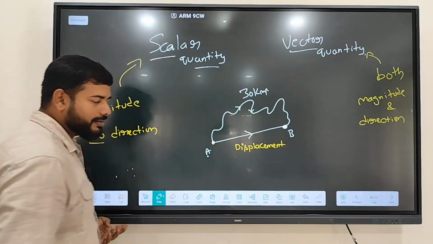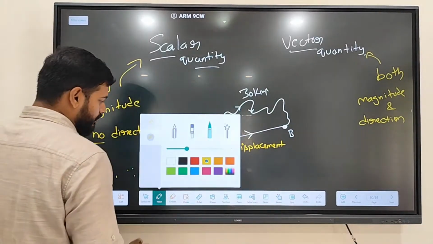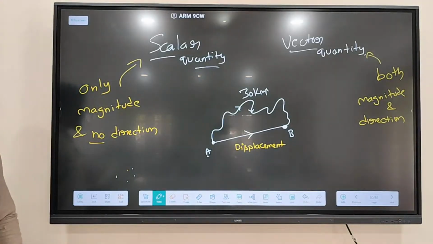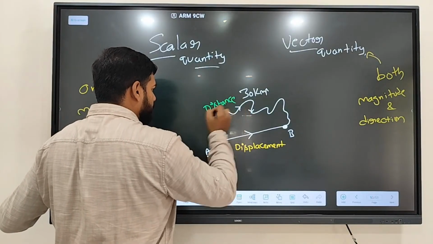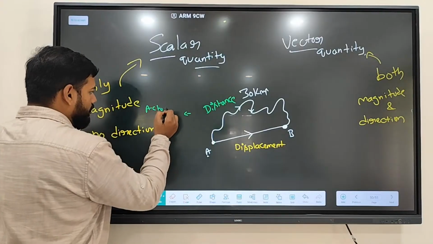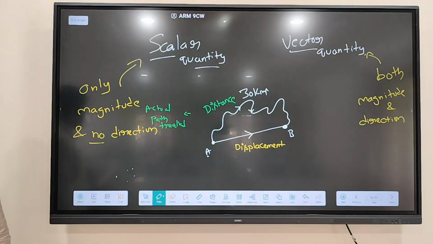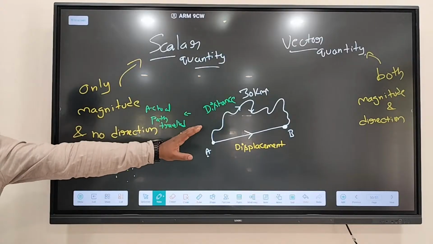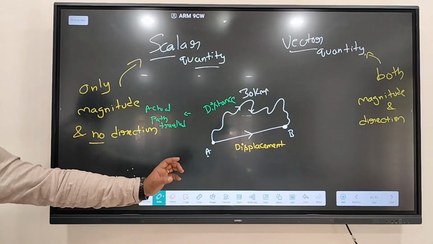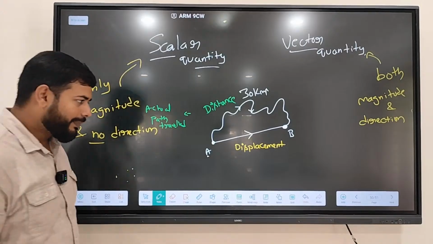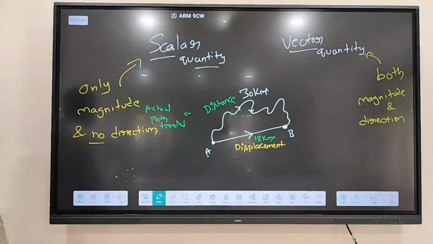Displacement. The shortest distance between starting and ending point is called displacement. The actual path traveled is called distance. If I come by the road, it is taking 30 kilometers. If I come by drone or helicopter, it might take some 18 kilometers. Right? The straight line.